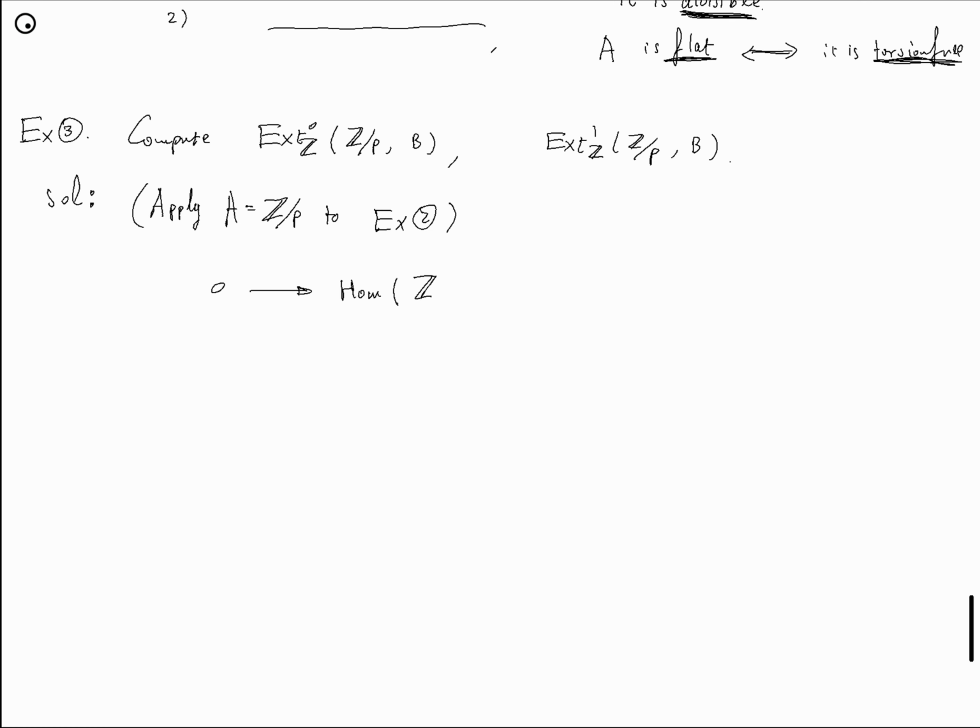Very similar argument. Let's take a resolution. Because we don't know what B is, but we know what A is now, if you look at the position of A, we should take a projective resolution. So we're going to consider a projective resolution as a Z module, and then we have this short exact sequence. So notice this is a projective resolution.